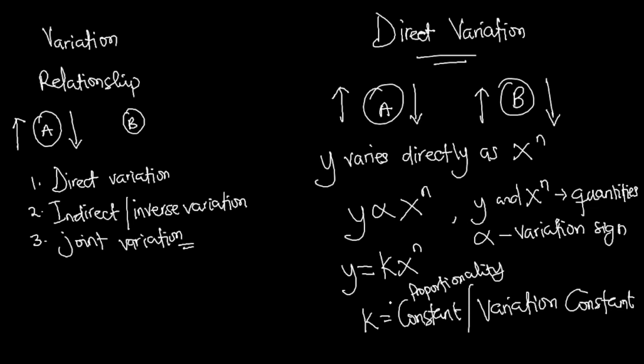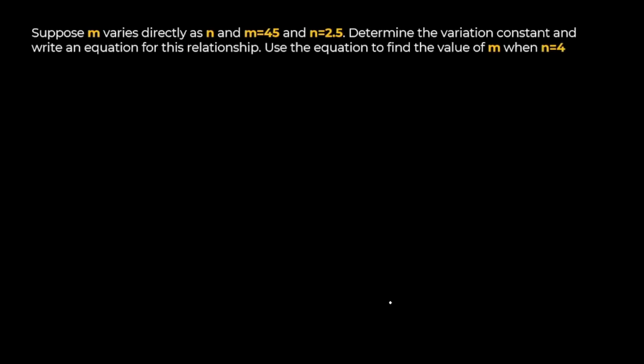Now let's have a look at an example to see how we can practically apply this in solving a problem. Suppose m varies directly as n, and m is 45 when n is 2.5. We are to determine the variation constant and write an equation for this relationship. We are also to use the equation we found to find the value of m when n is given as 4. So let's go ahead and solve this question. We write down our solution.